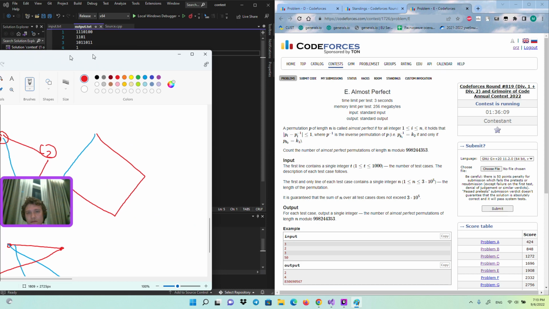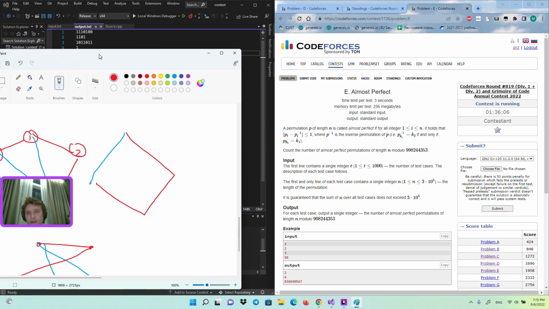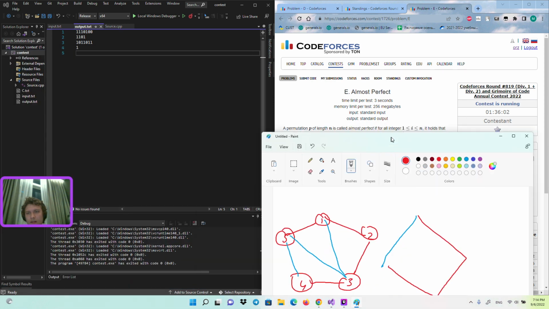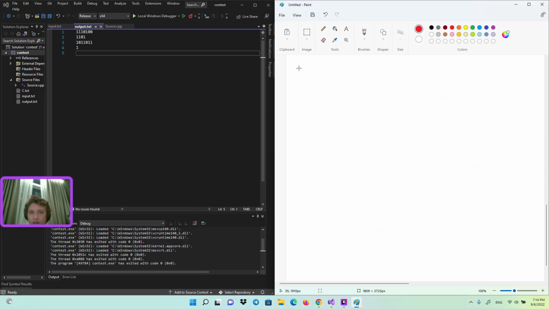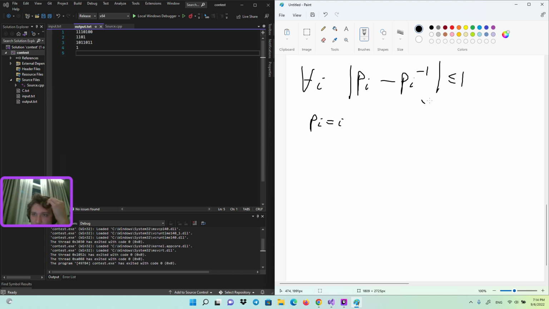Let's see. So we know that for all i, the difference between p_i and its inverse is at most 1. What do we know about it? First of all, if p_i is just i, then we are okay because this is 0. So let's assume that we have some long cycle. Then it is known that in this cycle, these two vertices should differ by at most 1.